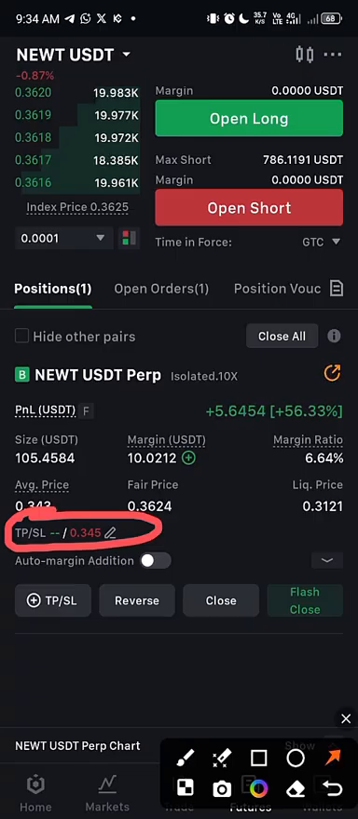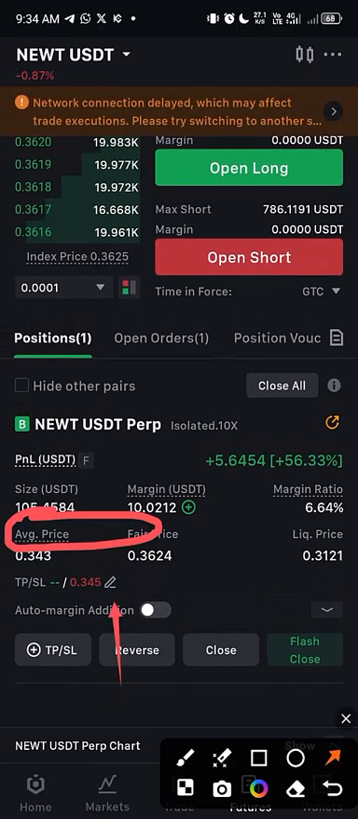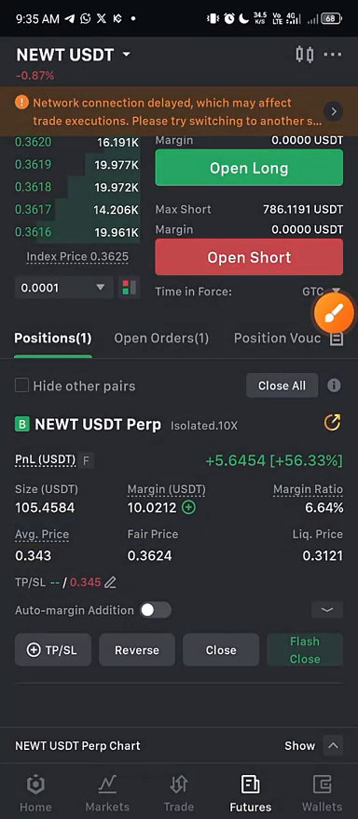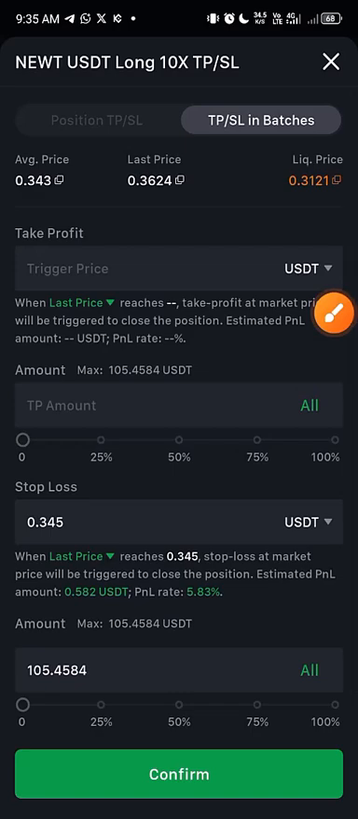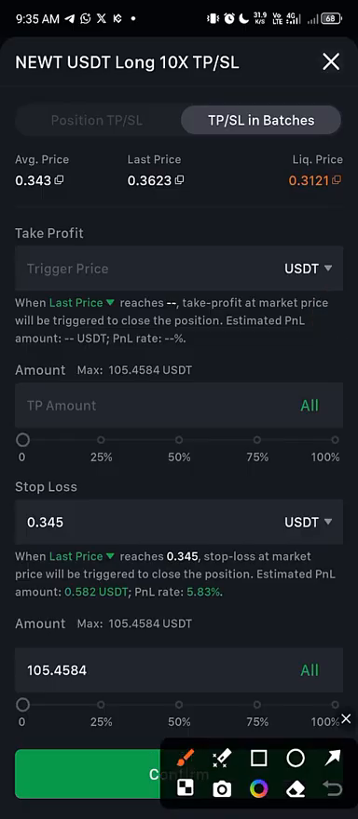On that place there is a pen icon. So you click on the pen icon. Now once you click on the pen icon, remember your first stop loss, you set it in the actual stop loss. Now you want to move the stop loss into breakeven. We've already seen the price, so by that time your stop loss will be below your entry. Now you want to change it and put the stop loss above the entry.